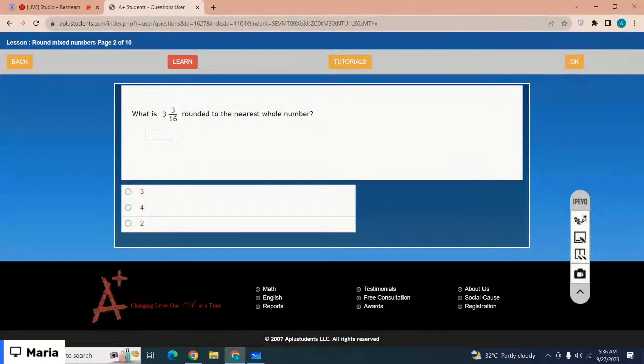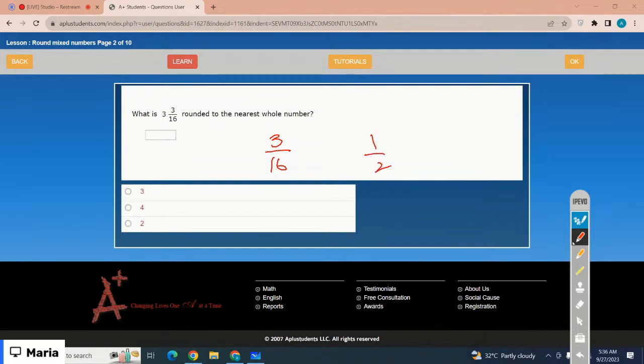Okay, 3 whole 3 over 16. Basically, just listen to me carefully. You have to compare the fractional part with 1 by 2, right? If the fractional part is greater than 1 by 2, you have to round up. Round up means you have to add 1 to the whole number. If it is less than 1 by 2, you have to round on the same whole number, right? Like for this one, you have 3 over 16 and 1 by 2. So you have to compare 3 by 16 to 1 by 2.